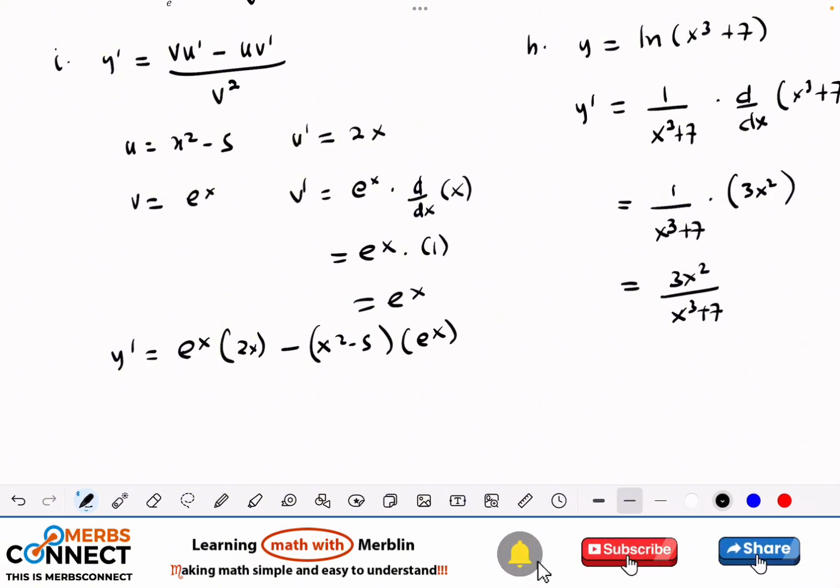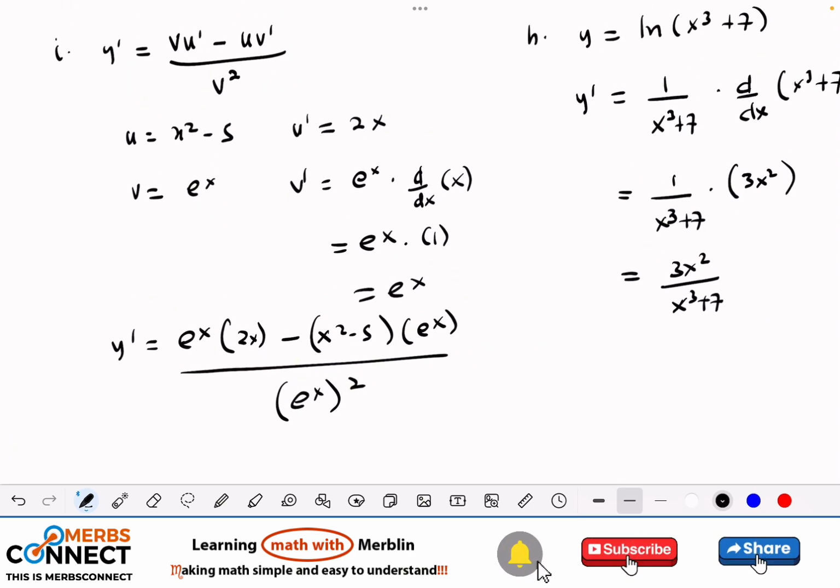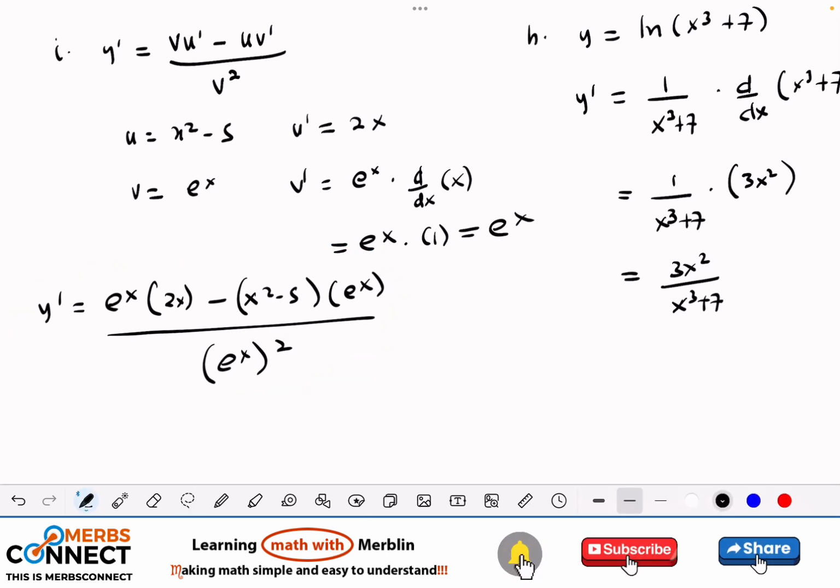v prime is just e to the x, divided by v all squared. So what are we going to get at the end of the day? Let me shift this one here small. This is the same as e to the x, and then move this one up small. Good. So when I multiply, I'll have 2x e to the power x minus.